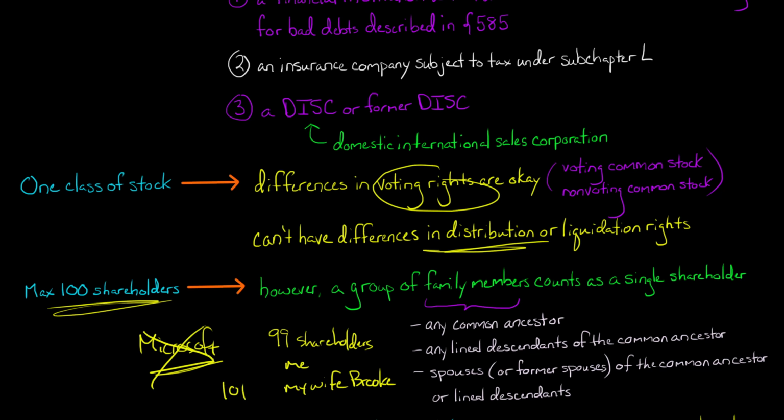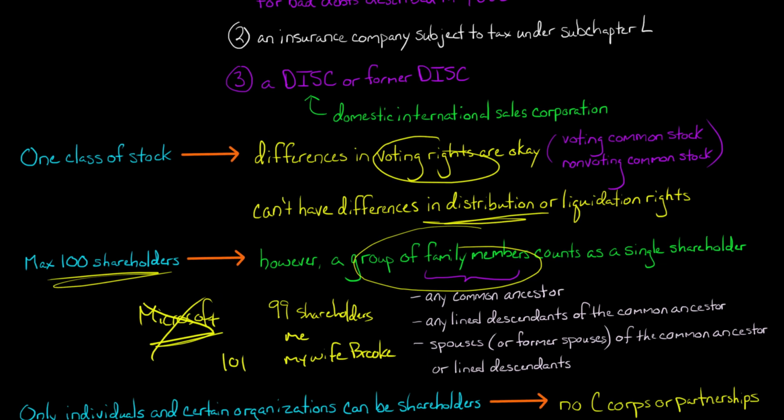We're part of the same family. Now, if my wife were to say, you know what, what am I doing with this guy? I want to get a divorce, and she divorces me, even former spouses count as well. So it would still be treated as an S corporation. So a group of family members counts as a single shareholder. So even though it says maximum 100 shareholders, technically there are instances where you can have more than 100 shareholders due to that exception.